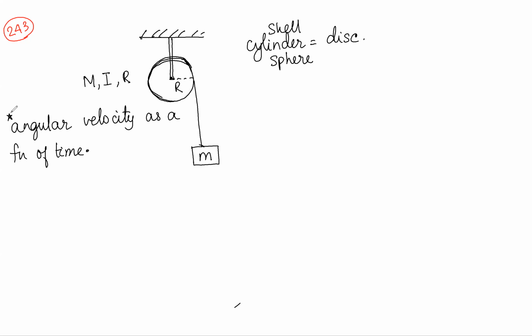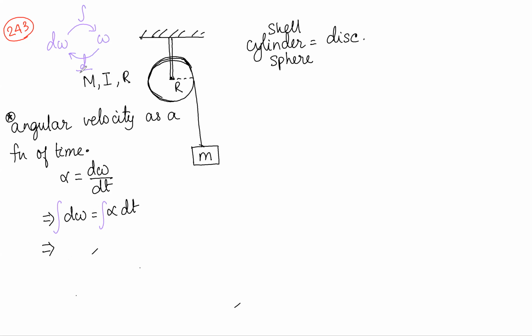You might have already solved a question in Newton's laws of motion where you find out the velocity as a function of time. So how do you do that? Alpha is known. You will find out alpha right now. So alpha is equal to d omega divided by dt. So this implies that d omega is equal to alpha dt. If you integrate on both sides, why? Because we want to find out omega. To go from d omega to omega, you have to integrate. To go from omega to d omega, you have to differentiate. Correct? This knowledge is already there with you.